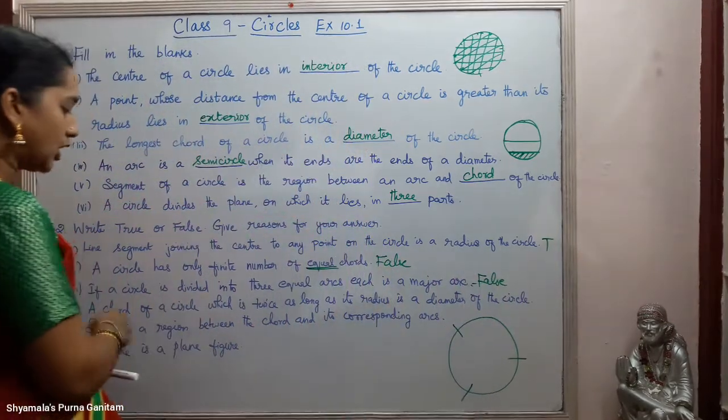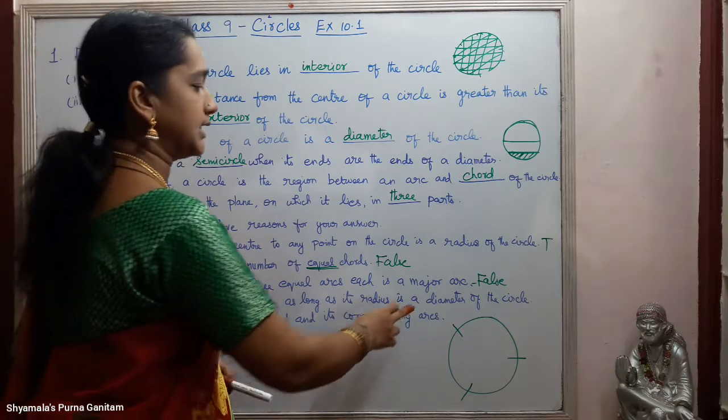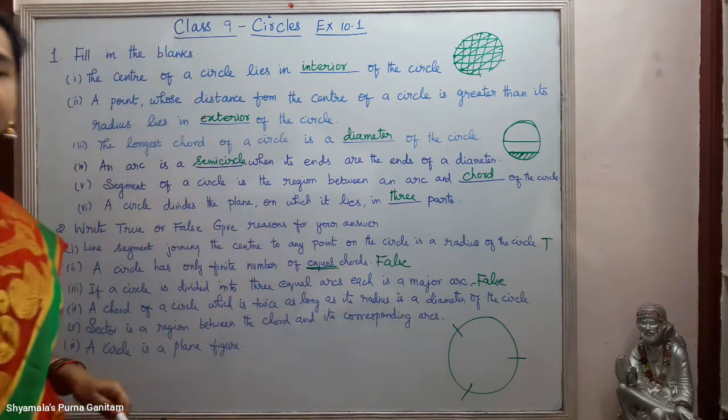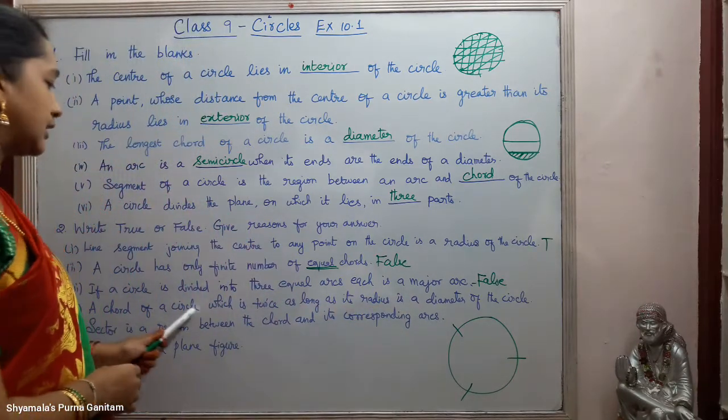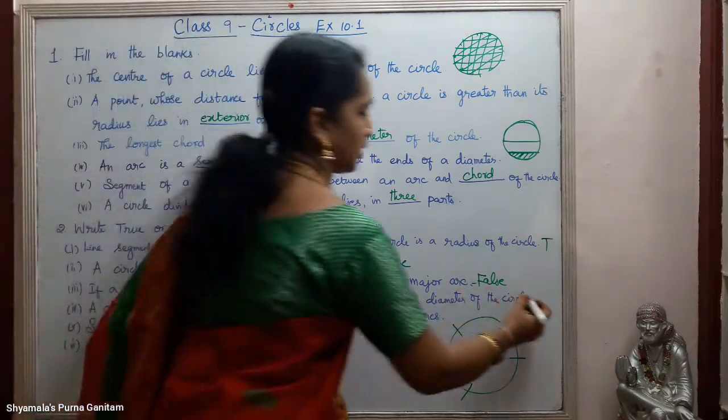Then, a chord of a circle which is twice as long as its radius is a diameter of the circle.